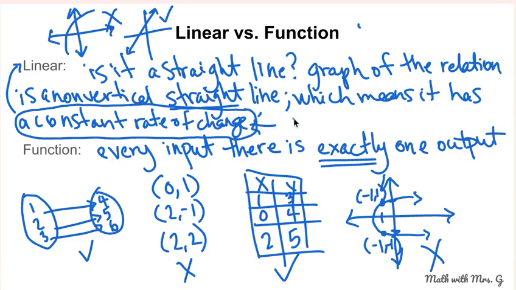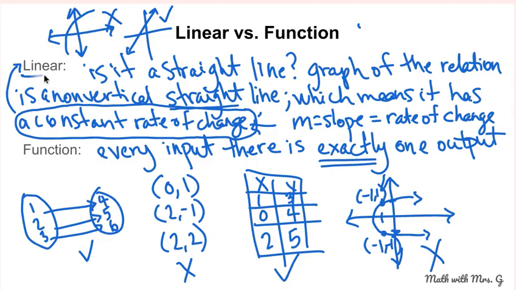So rate of change is our slope. So we're trying to say, can the relationship between the information mean that everything changes at a constant slope? Because slope is a rate of change. Okay, so that's what I want you guys to start thinking about.